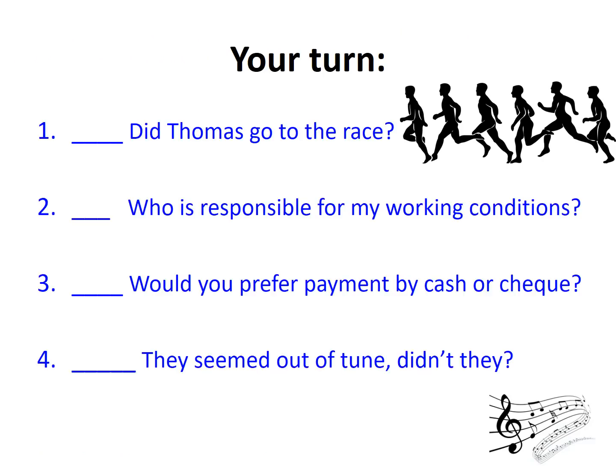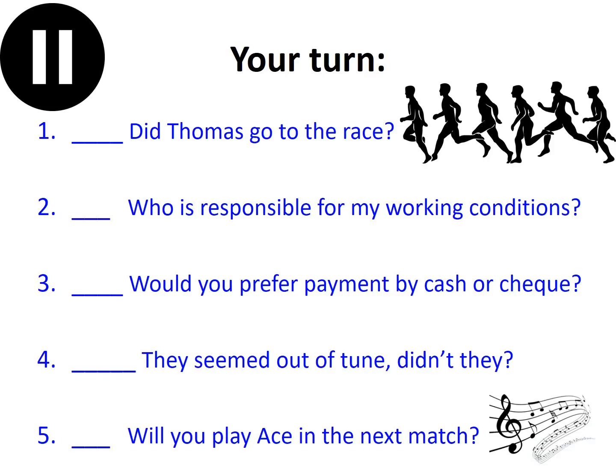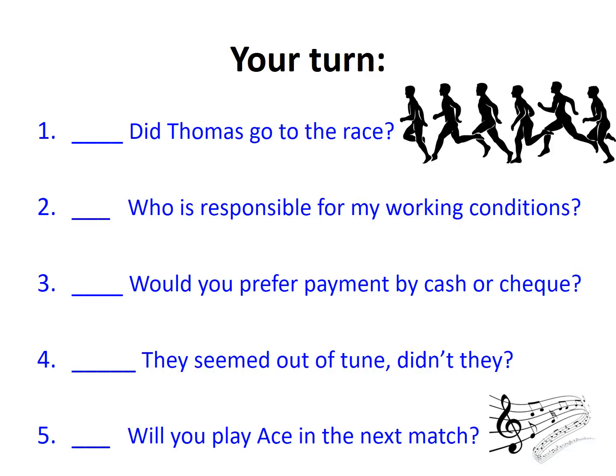Now it's your turn. For each of the five questions, I want you to identify what type of interrogative we're dealing with and how that helps the person that's being questioned. Hit pause if you need thinking time. Did Thomas go to the race? That is a direct yes or no question. You have only those two options, and the third option, as I've already mentioned, is I don't know whether Thomas went to the race.